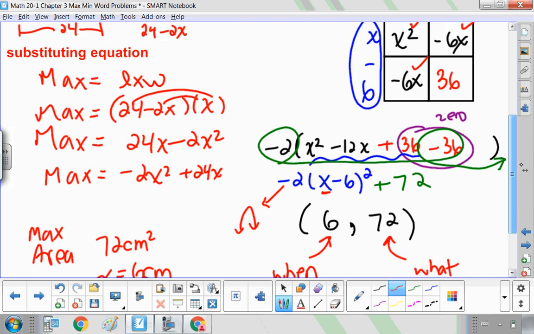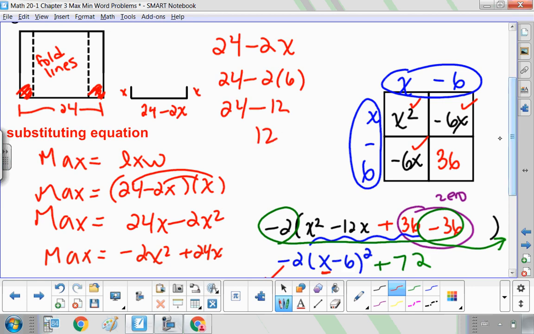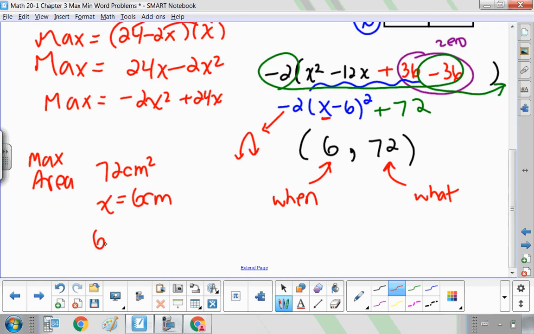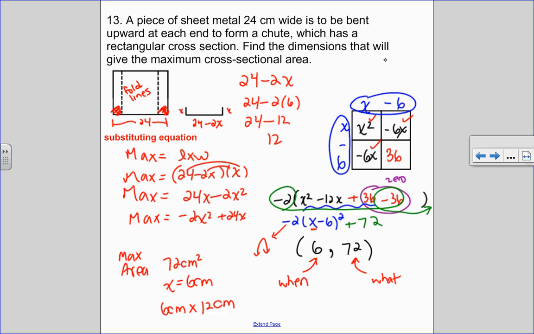So let's go up here and see what the dimensions are. The dimensions were x by 24 minus 2x. We just found that x was 6, so 24 minus 12 is 12. So if I have a rectangular chute that measures 6 centimeters by 12 centimeters, it will have a maximum area of 72. Let's look at this and see if we answered the question. Altogether it says find the dimensions, that's this, that will give a maximum cross-sectional area, and that's this. So I know I've done my question correctly.